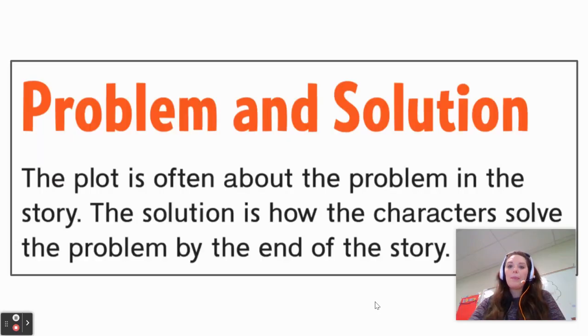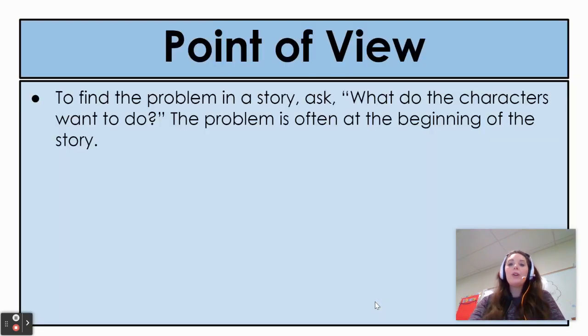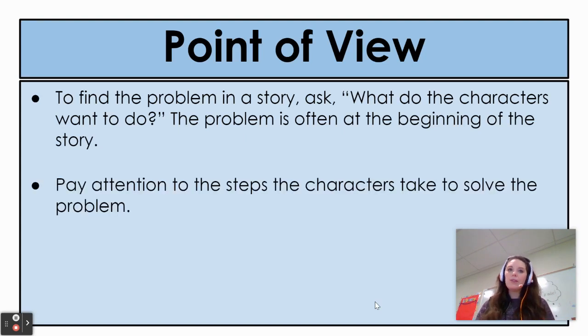Let's talk a little bit more about problem and solution. The plot of the story is often about the problem in the story. The solution is how the characters solve the problem by the end. In order to find the problem in the story, you can ask yourself, what do the characters want to do? Do they want to fix something? Figure out something? The problem is often at the beginning of the story. Pay close attention to the steps the characters take to solve the problem.